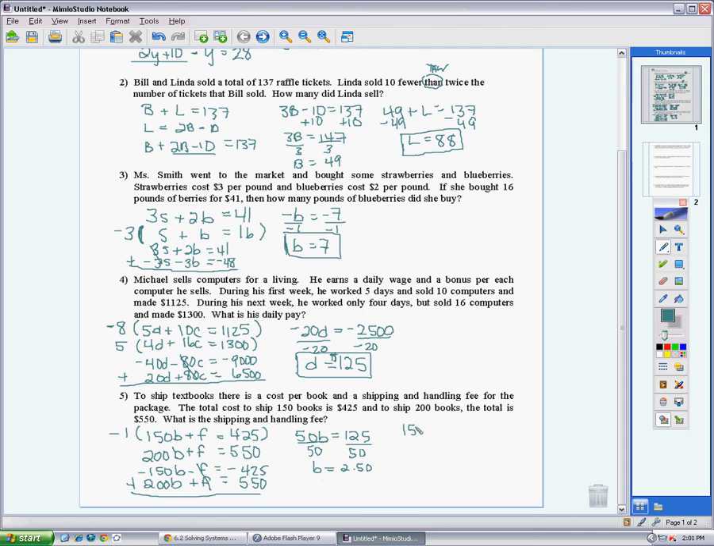So 150 times $2.50 plus the fee equals 425. That gives me 375 plus the fee equals 425. I'm going to subtract 375 from both sides, and my fee is equal to $50. So they're going to charge $50 to send the books. That's the shipping and handling fee.